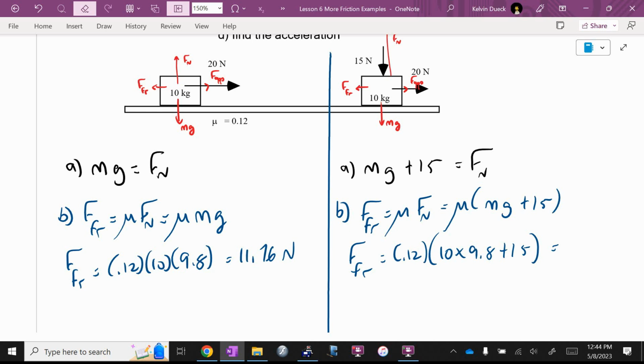Do that one in your head, Mr. Do. Oh, maybe. Sure, I can. 10 times 9.8 is 98 plus 15. It's going to be 108 plus... it's going to be 113. 113 times 0.12. It's going to be 11.3 plus 2.26. 11.3... 13.3. 13.56, Lauren, I think. Ooh.